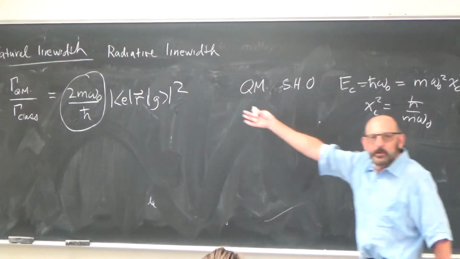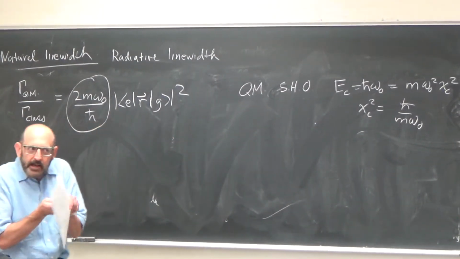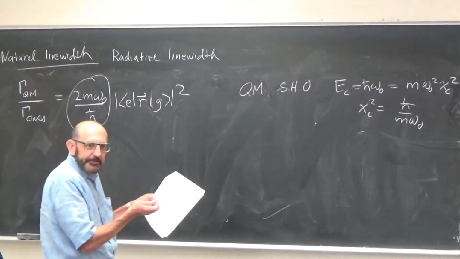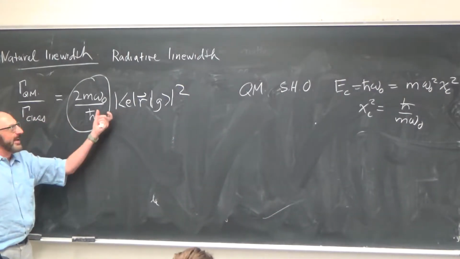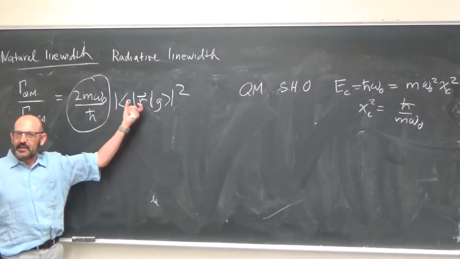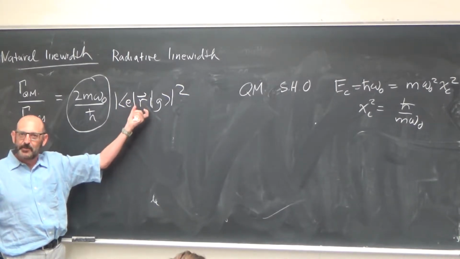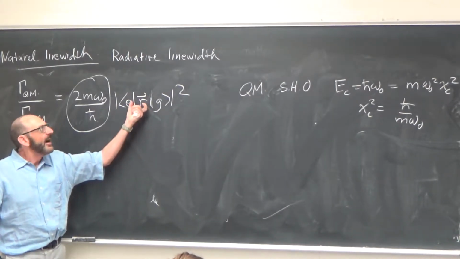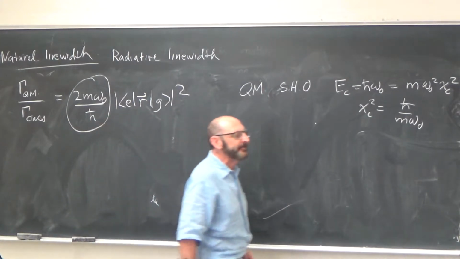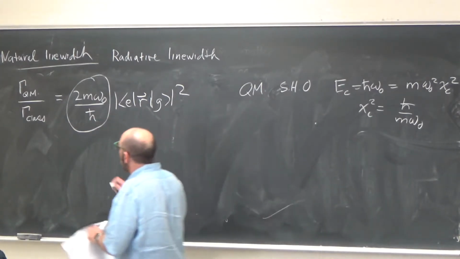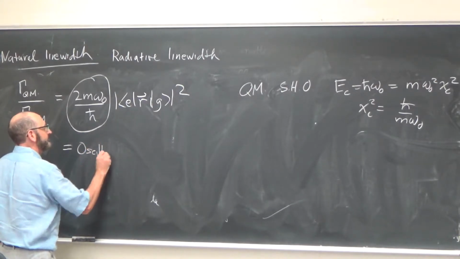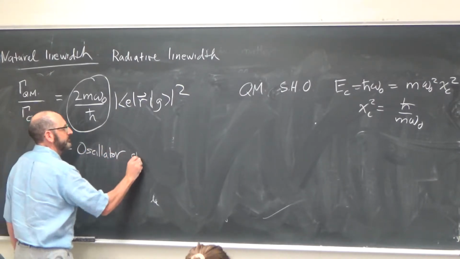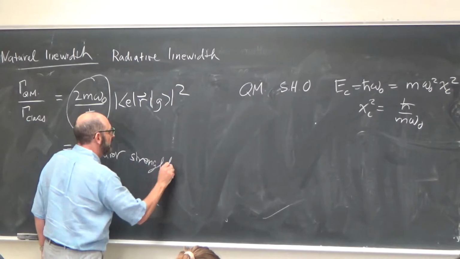So that's what we got going on here. We have a quantum length scale associated with a harmonic oscillator, and the actual length scale associated with the dipole matrix element. And this ratio is known as the oscillator strength, sometimes called F.